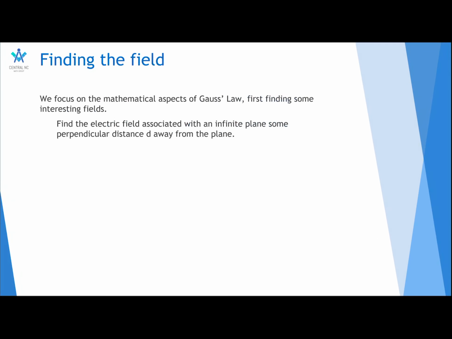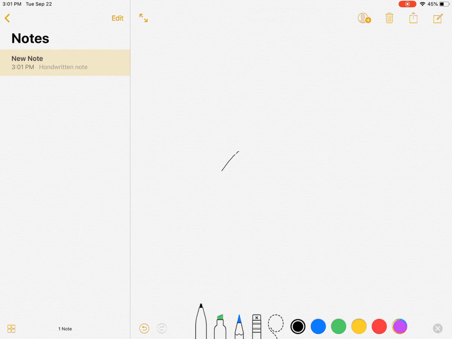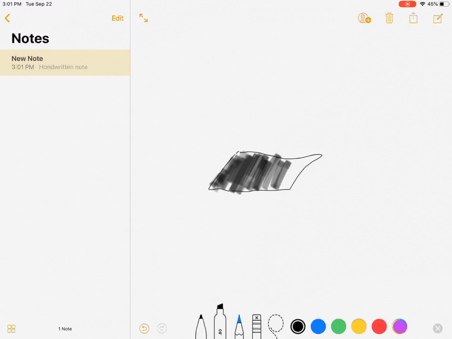This is probably the most principal problem in all of Gauss's Law, which is finding the electric field associated with an infinite plane some perpendicular distance d away from the plane. So let's do that. We have a plane, it has charge. Let's do yellow charge.